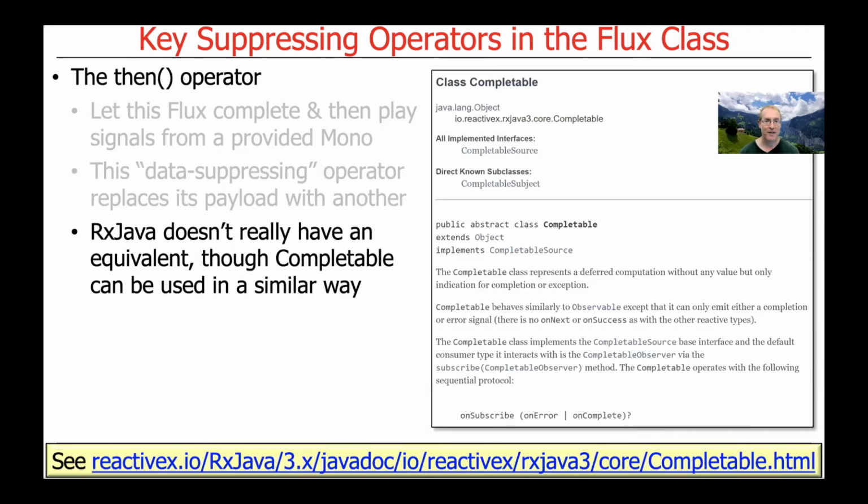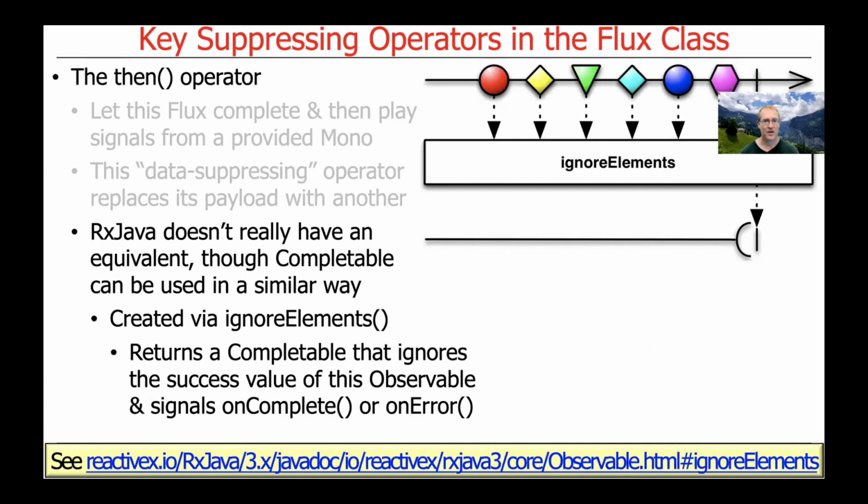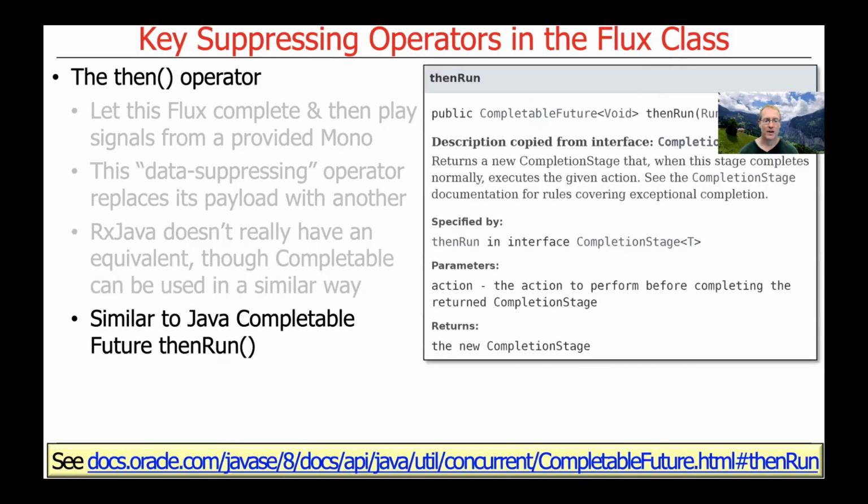RxJava doesn't really have an equivalent to then. It doesn't have an equivalent for then for monos. It doesn't have an equivalent for then for fluxes, although you can use RxJava's completable class in a similar way. And this is created by the ignore elements method that's defined in the observable class. And what that does, and we'll talk about this more when we get to RxJava, is it returns a completable that ignores the success value of the observable and then signals on complete or on error.